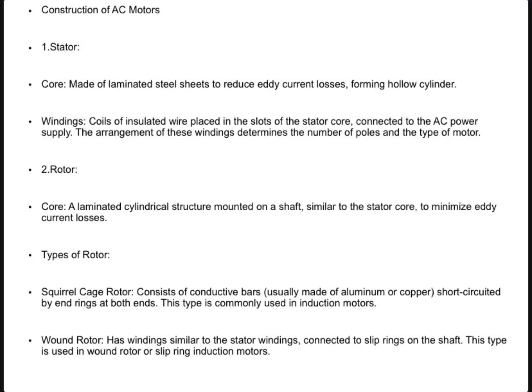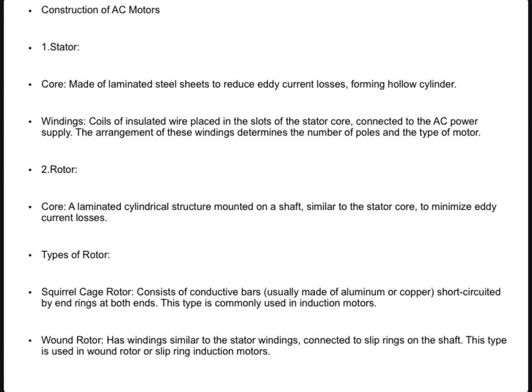Construction of AC motors. 1. Stator. Core made of laminated steel sheets to reduce eddy current losses, forming a hollow cylinder. Windings. Coils of insulated wire placed in the slots of the stator core, connected to the AC power supply. The arrangement of these windings determines the number of poles and the type of motor.